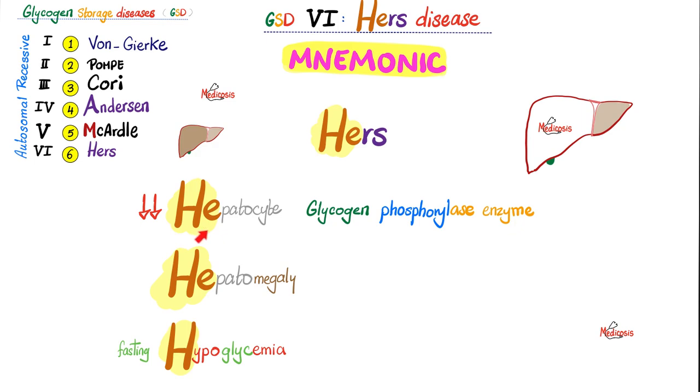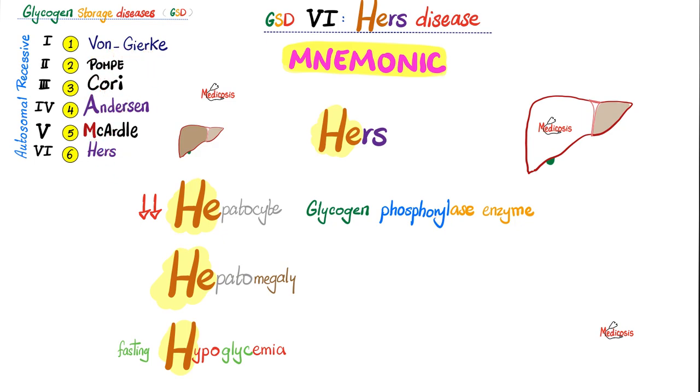Where's the problem? Lack of hepatocyte glycogen phosphorylase enzyme. Not the muscle one, the liver one. The muscle one was missing in McArdle disease or type 5, but the hepatocyte one is missing in Hers disease or type 6. If I cannot break down glycogen, i.e. there is no glycogenolysis, all of that glycogen will accumulate in my liver, hepatomegaly, PAS positive accumulation of glycogen. Can I break down that glycogen? No, fasting hypoglycemia.